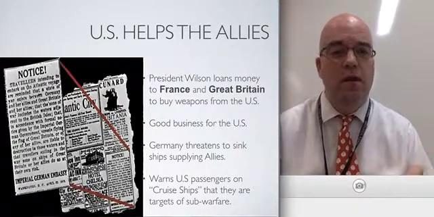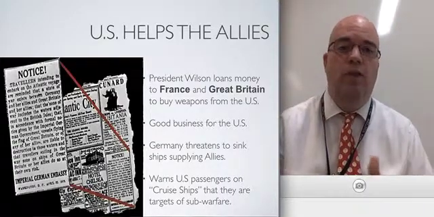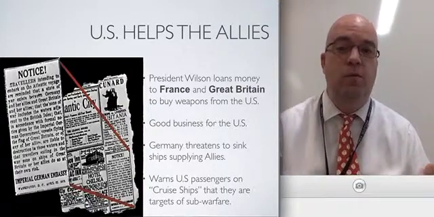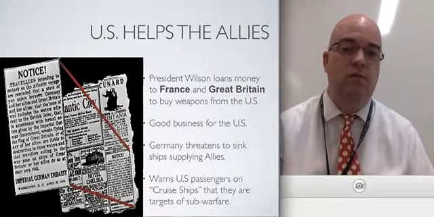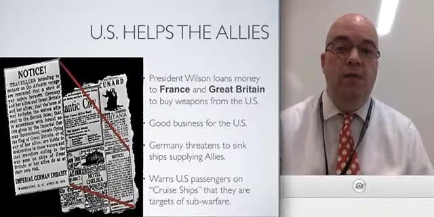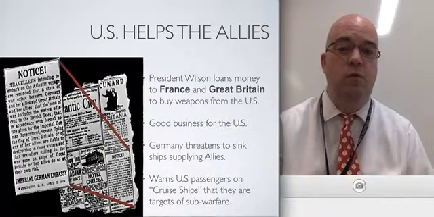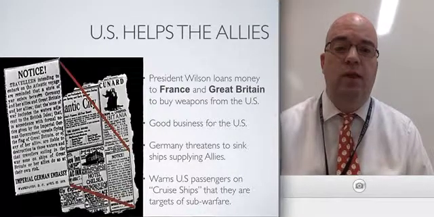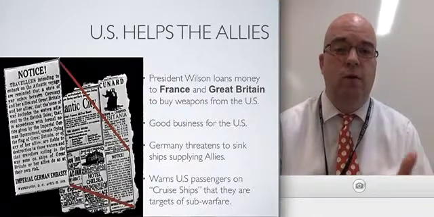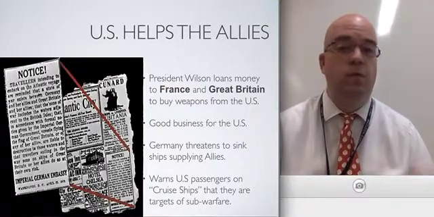So even though technically we are neutral, we are providing assistance, at least in terms of supplies and weapons, to the Allied side, the French and the British. This is helping those sides win the war and preventing Germany from being victorious, which really frustrates Germany. Germany begins threatening to sink Allied merchant ships carrying these weapons to Europe, to England.